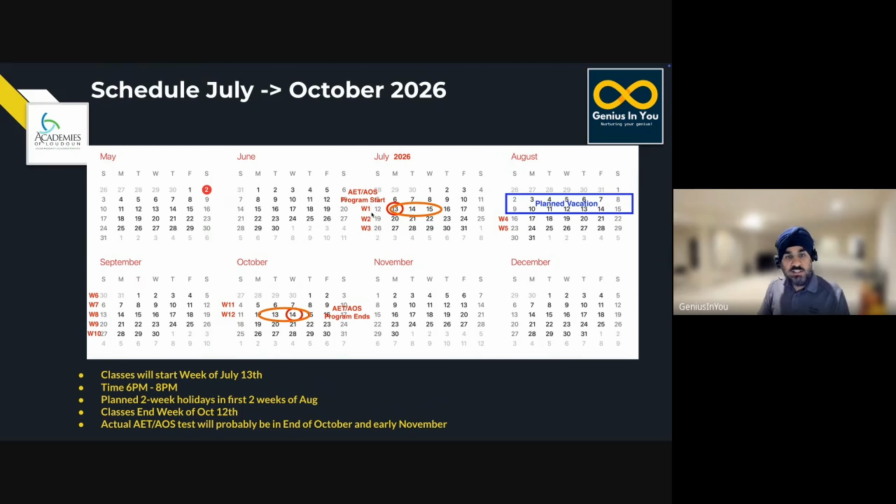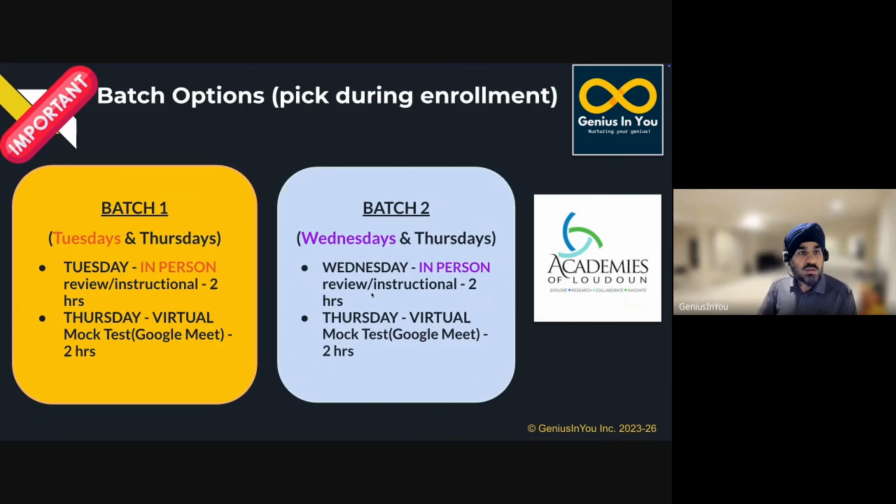But overall, this is the program starting in July, ending in October with a 2-week buffer, and the actual test happens end of October or early November. I think this is the last slide, maybe or second last slide, right? And then we can open up for questions, right?